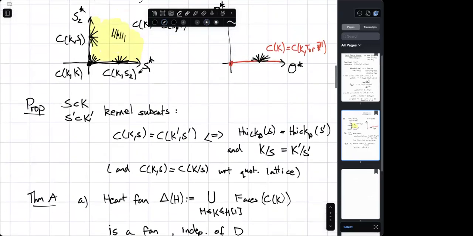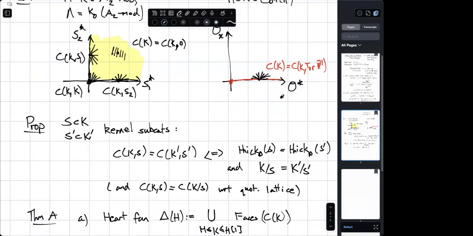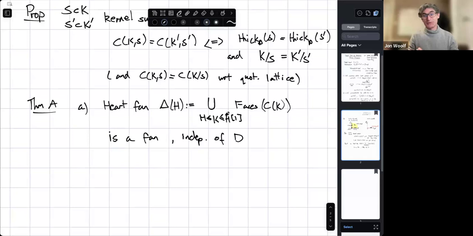Thank you. The simple example here shows what would go wrong. So this heart cone here, this is CK0 and CK tor P1. But 0 and the skyscrapers do not generate the same thick subcategory. You really have to work with this guy, the biggest Serre subcategory, corresponding to the face. Yeah, please do just jump in and ask me questions.